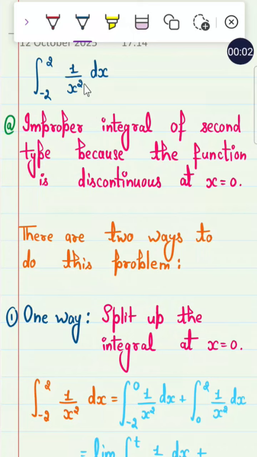Hello students, today we have discussed the integrals convergence, right? Now, let us define the integral from minus 2 to 2 of 1 over x square dx. This is an improper integral of second type.